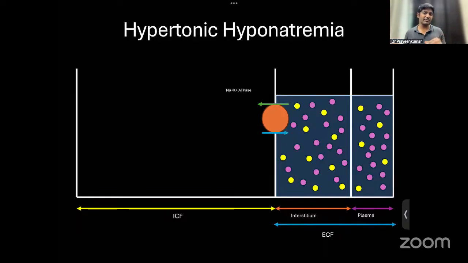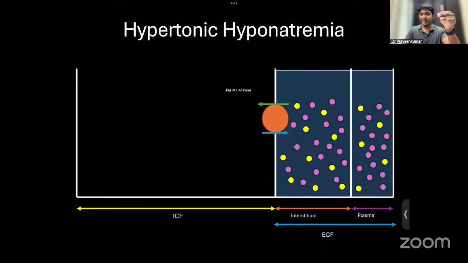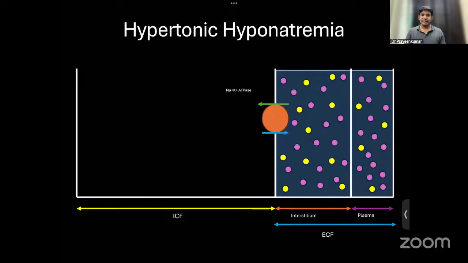So what happens when ECF becomes hypertonic? What happens to the water level? Will the water level be the same, or will it get reduced, or will it get increased? Because there is a lot of glucose in the ECF now. Any idea? The water level is going to increase, because it absorbs a lot of water from the ICF, right? So the water level increases. Now all these molecules will scatter and get distributed in the increased water level, right? Now the sodium is also getting scattered.